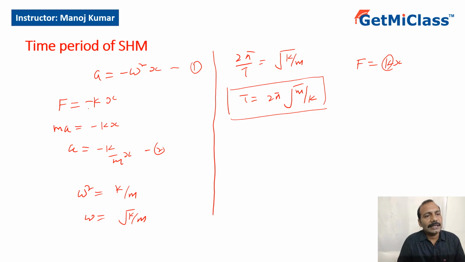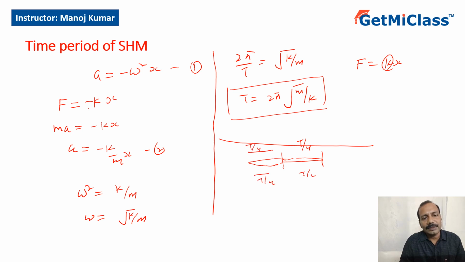Now this is one thing, and there are cases where we can directly relate the time period and find how much is the time taken for a particular part of the journey. For example, let's say I take an SHM. It starts from mean position, goes to extreme position, comes back, and goes here and comes back. Now the total time taken is how much? T. So time taken to go from mean position to extreme position is T by 4. Again coming back is T by 4. Similarly here also going is T by 4 and coming back is T by 4. This is how it is separated.